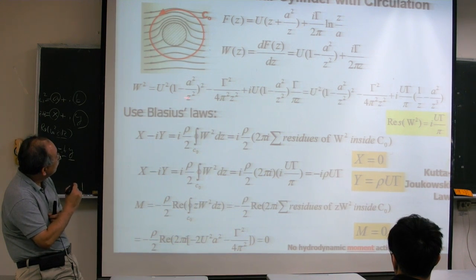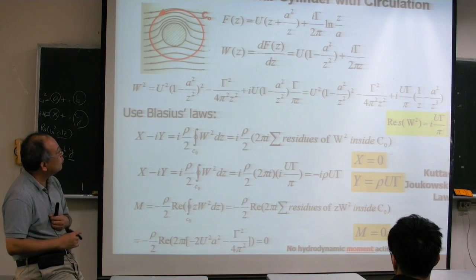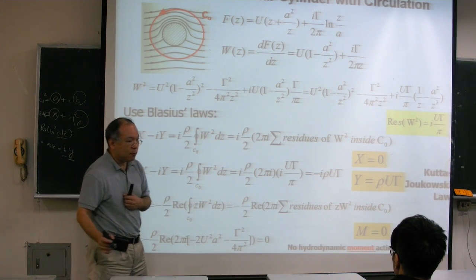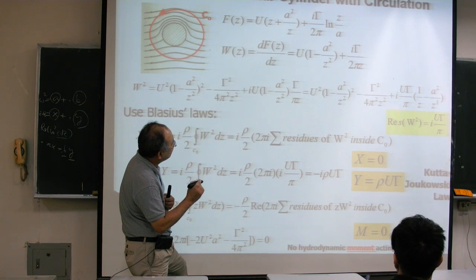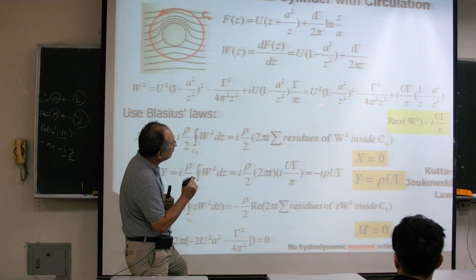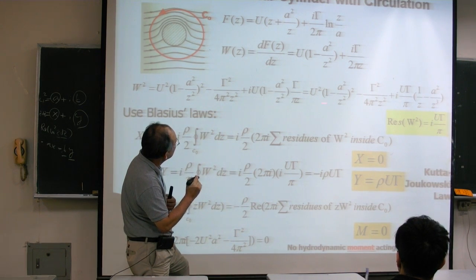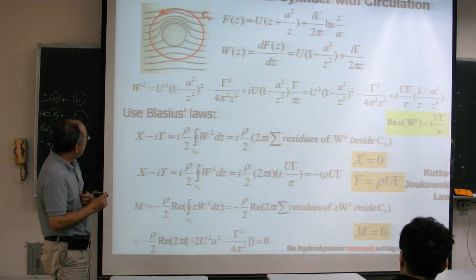So as you can see, we try to find the residual for the w squared inside this contour. So residual, how do you define the residual? Residual is what? If you expand this, okay, if you expand this, just expand this into this, right? Okay? So we try to find the what?